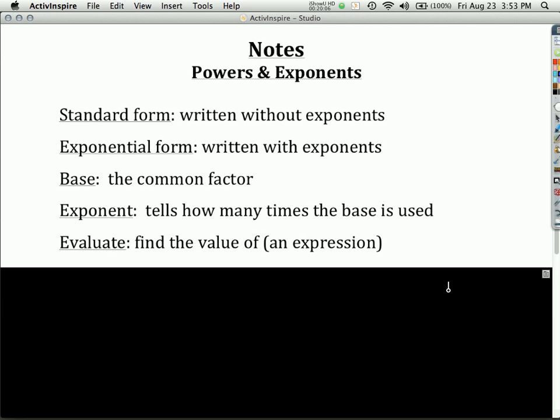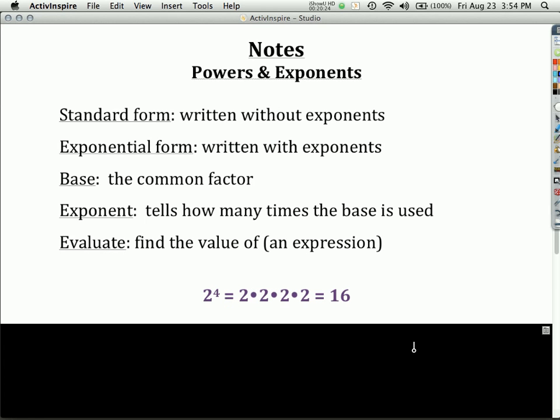Evaluate. You've already heard this term a bunch of times this week. Evaluate means find the value of. So you could have standard form, you can have exponential form, and then you could evaluate and find a value.